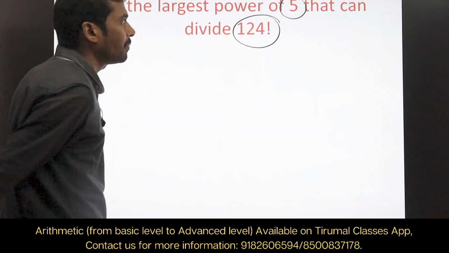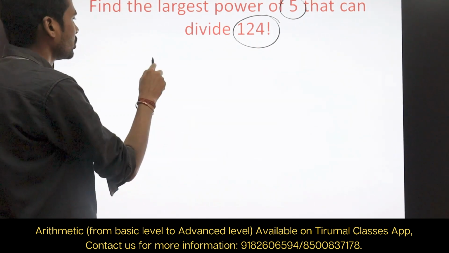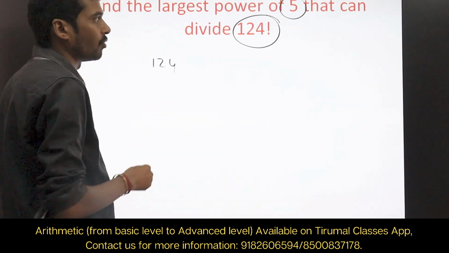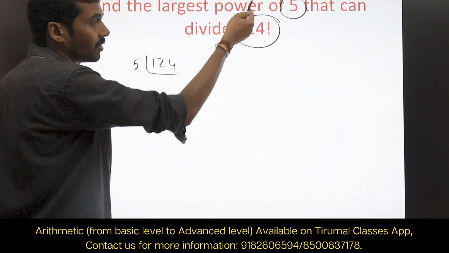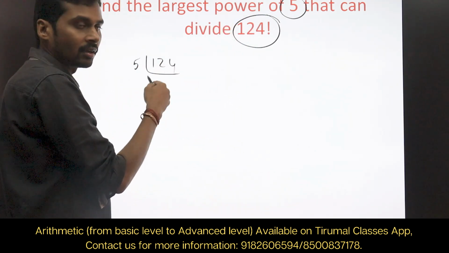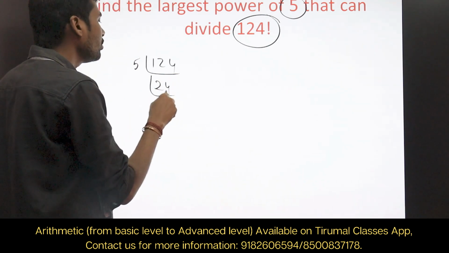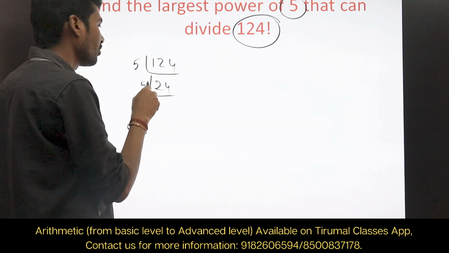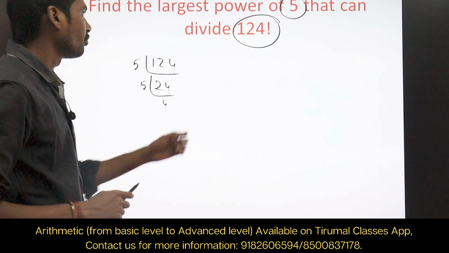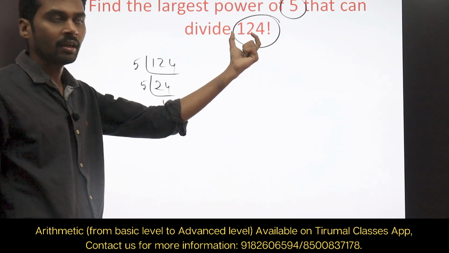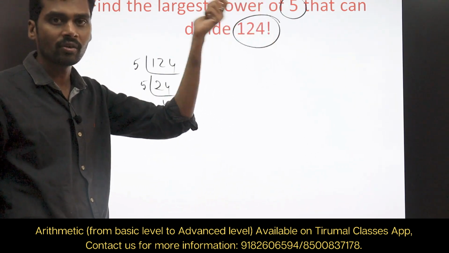What is the maximum power of 5 that can divide 124 factorial? What is the number given to you? 124. This 124 must be divided with which number? 5. When you divide 124 with 5, 5 twos are 10, 2 remains, 4, 5 fours are 24. Now you divide this number again with 5, 5 fours are 20. The remainder part is not important.